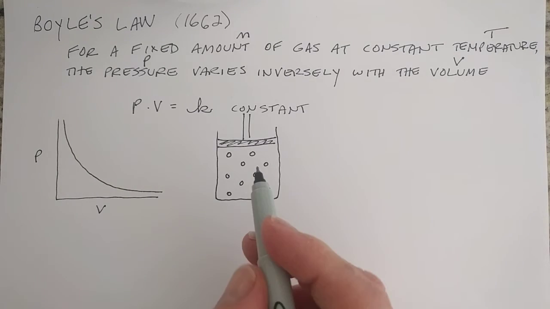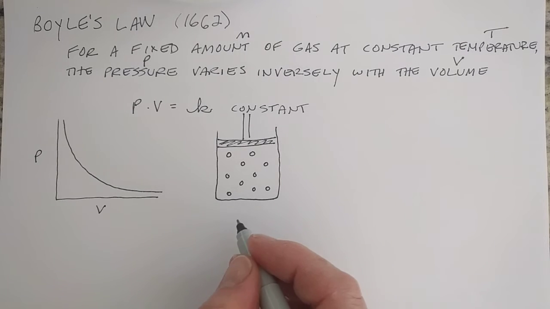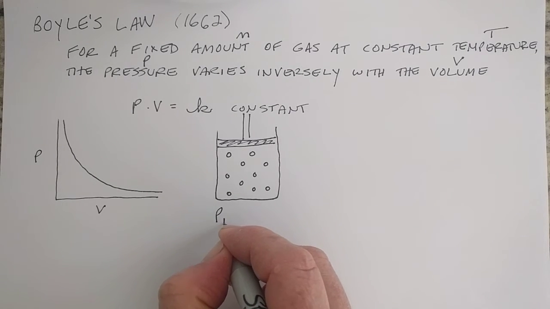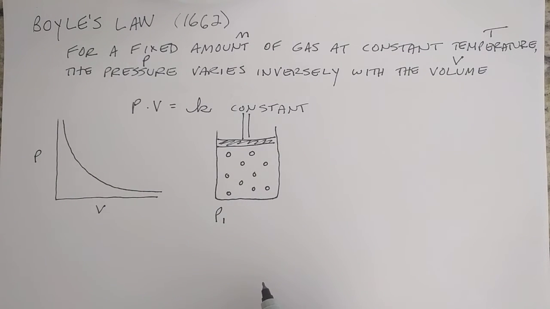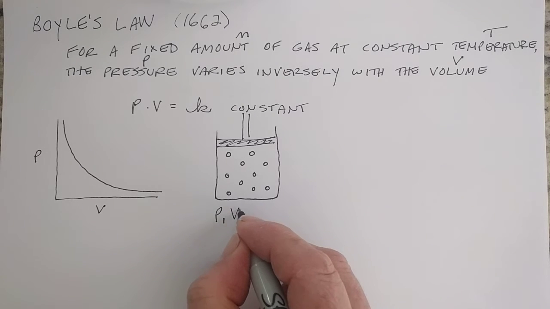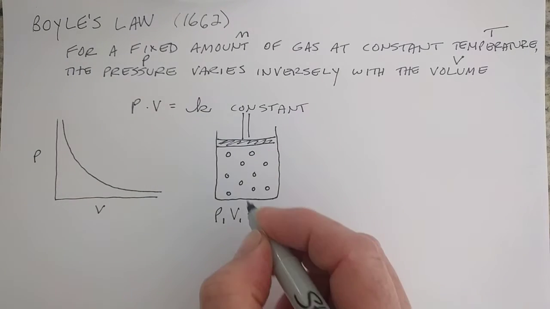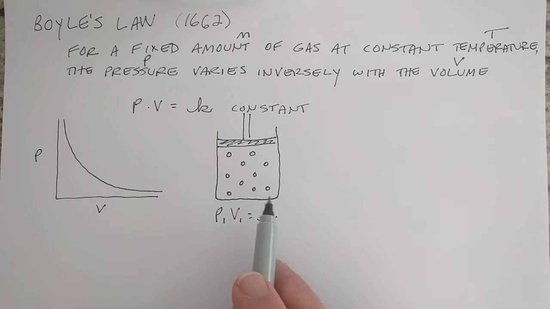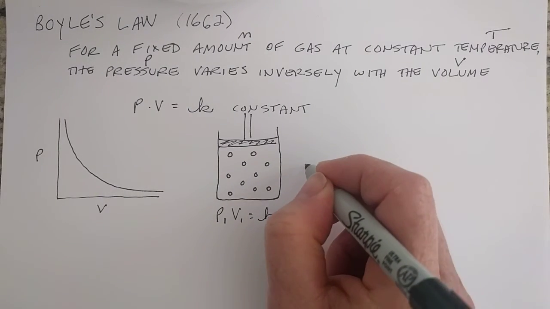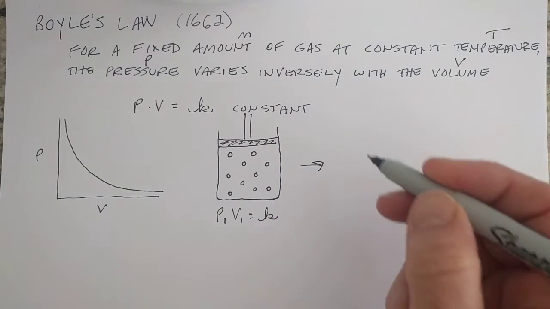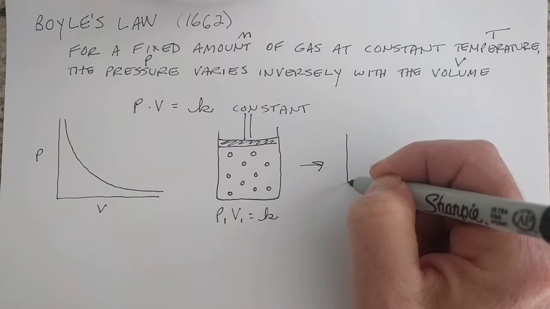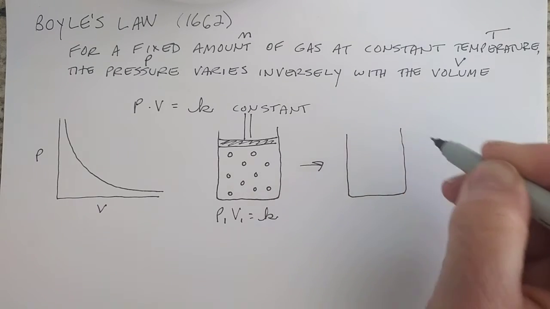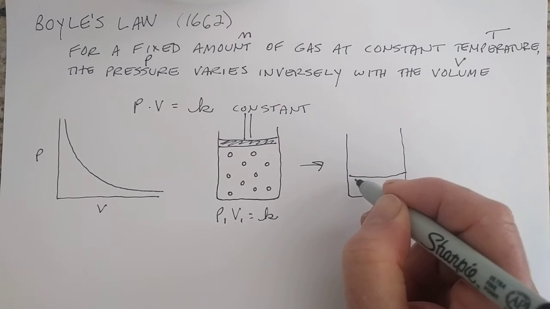Now, so we have some pressure, we're just going to call that P1, and we have some volume, we'll call that V1, and that has to equal some constant K. And that K will depend on the amount of moles and the temperature. All right, so what we're going to do is push that piston down. There's our container. We're going to push the piston down.